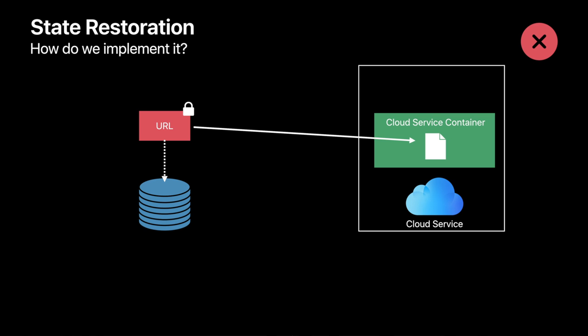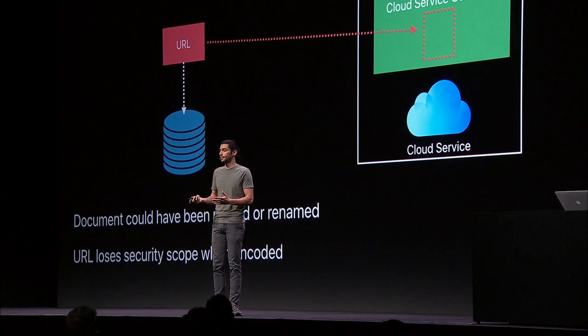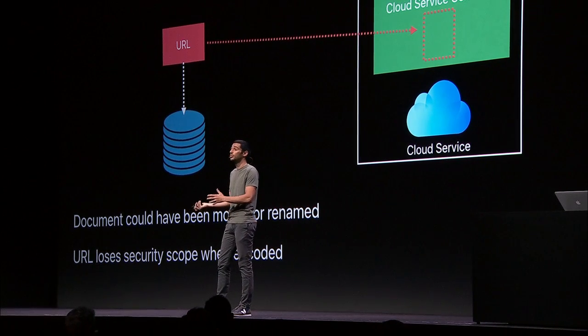That wouldn't work, though, for two reasons. First, the document that the URL points to could have been moved or renamed, and so we'd end up with a broken link at app relaunch. And second, the security scoped resource that is attached to our URL is not encoded when that URL is persisted. And so when we relaunch our app, we'd again lose access to this document, even if that document wasn't moved or renamed.